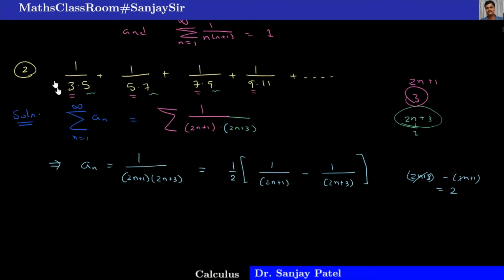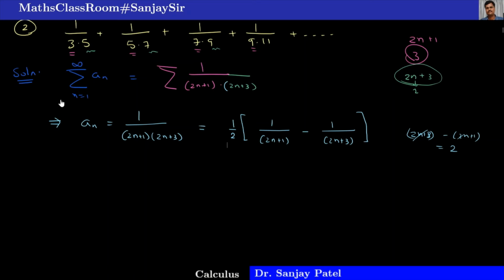Now, in order to discuss the convergence, we should find Sn first, and Sn means a1 plus a2 plus a3 up to an. So let us consider what is a1, a2, a3 here. This is true for every n belongs to N. Remember. So I am taking a1 is equal to 1 upon 2 into 1 upon 3 minus 1 upon 5. You put n equal to 1 here, so 2 into 1 plus 1, that is 3, and here 2 into 1 plus 3, that is 5.